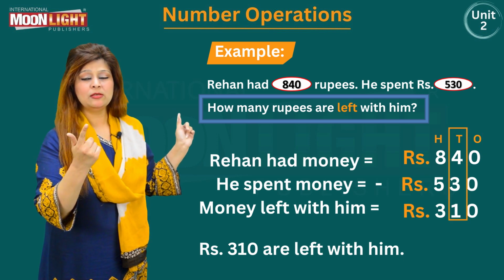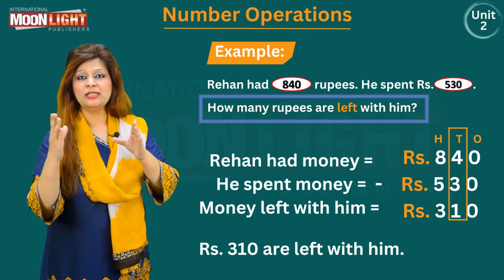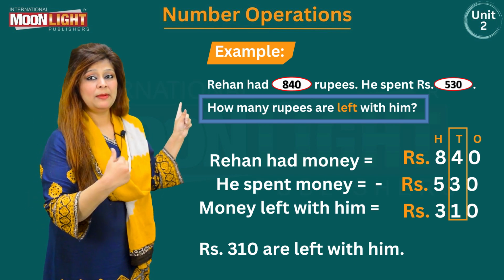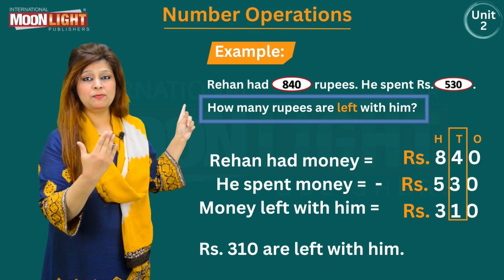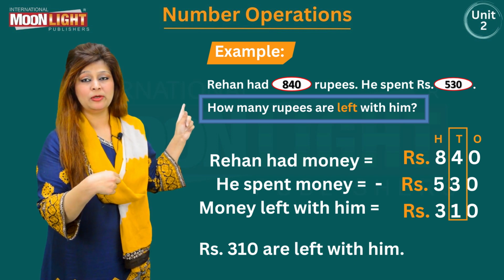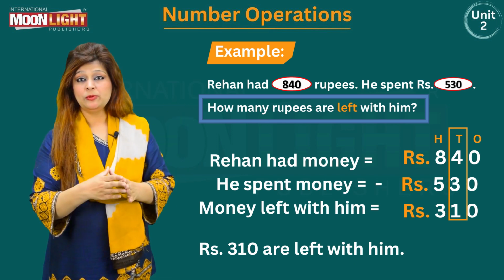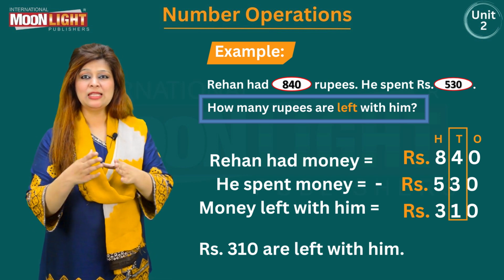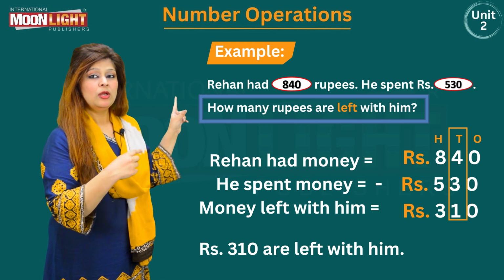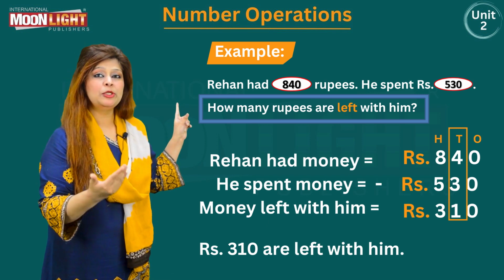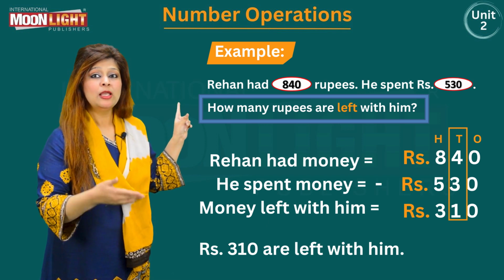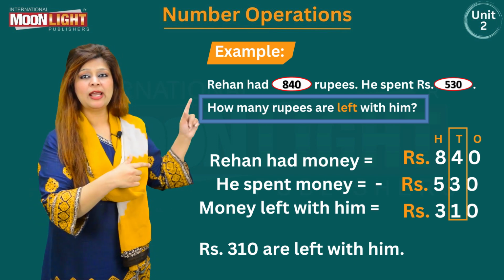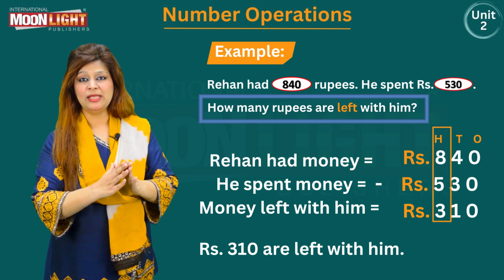Now the second step is subtracting tens. We have 4 minus 3. 4 is the bigger number and 3 is the smaller number, so I can do subtraction easily. That is subtraction without borrowing. We are going to draw 4 lines and then cut 3 lines from it. How many lines remain? 1 line remaining. So I will write the number 1 here at the tens place.